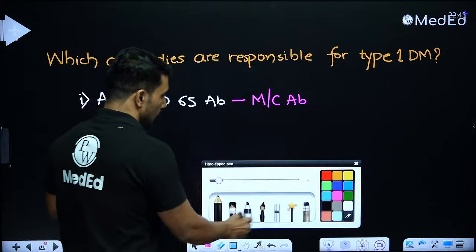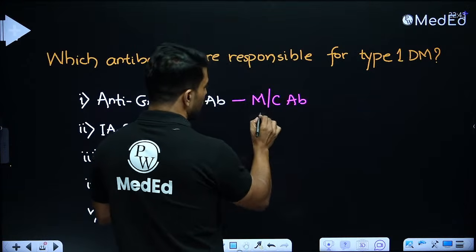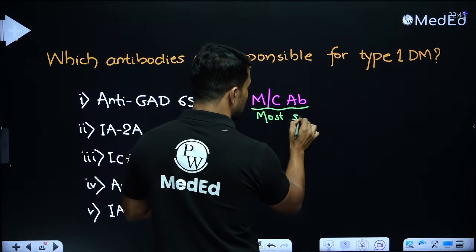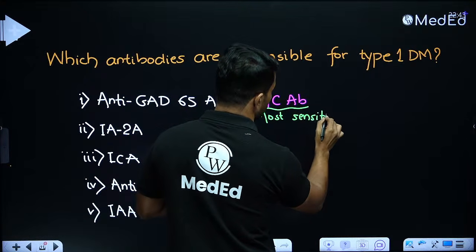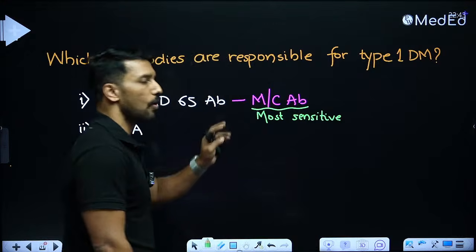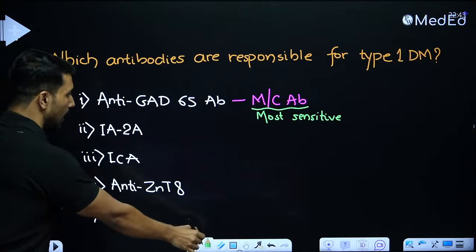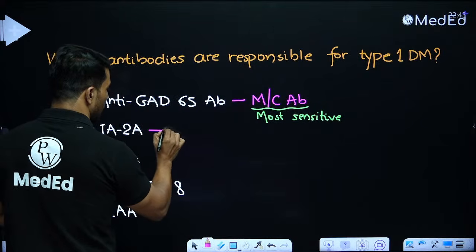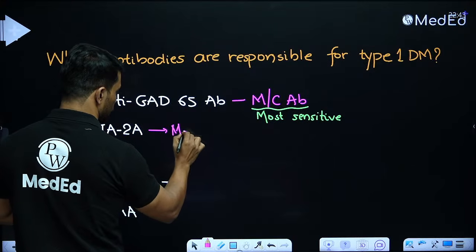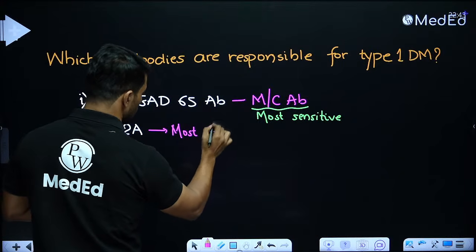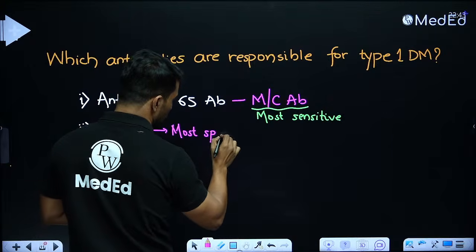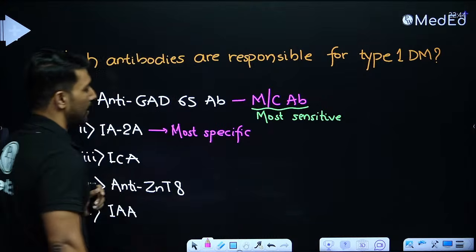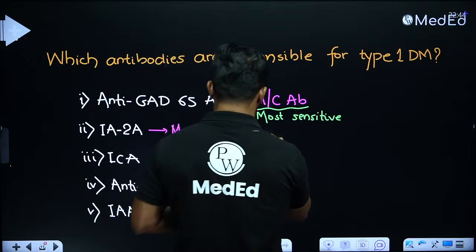So then there comes an important MCQ point. Being the most common, it is the most sensitive antibody, right? This is the most sensitive antibody, but it is not very specific. So if they ask you what is the most specific antibody, the most specific antibody right now is insulinoma associated antigen 2 antibody. Most specific is IA2A antibody. This is the most specific antibody.